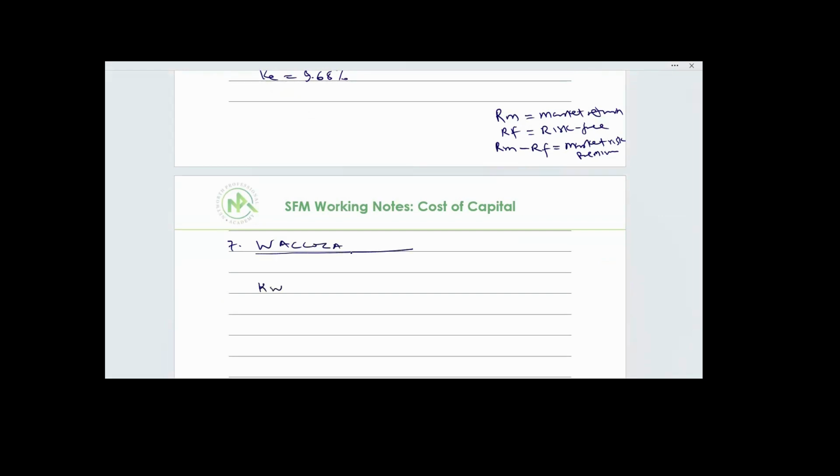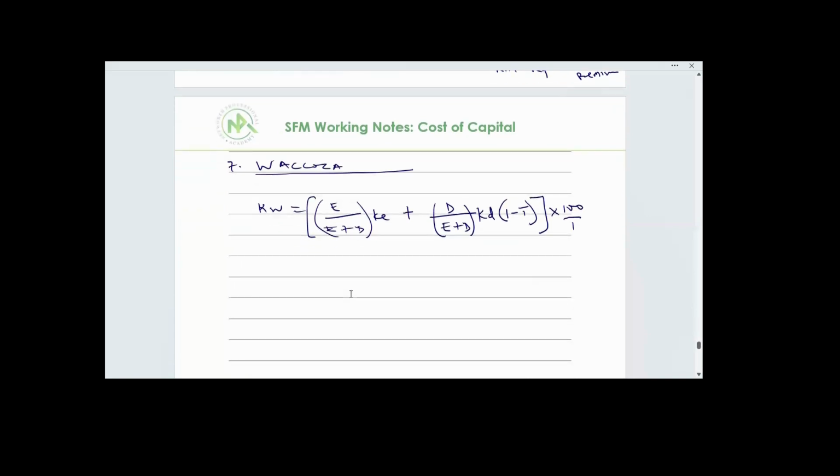So Kw equals equity over equity plus debt, multiplied by cost of equity, plus debt value over equity plus debt, multiplied by cost of debt times 1 minus tax. All of that multiplied by 100 over 1. So this is our WACC.